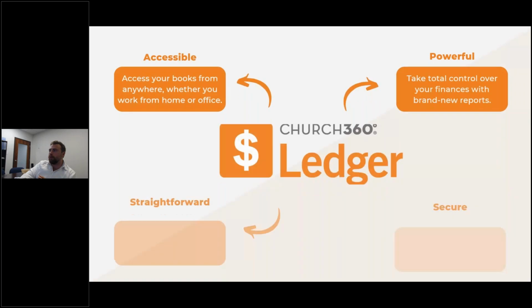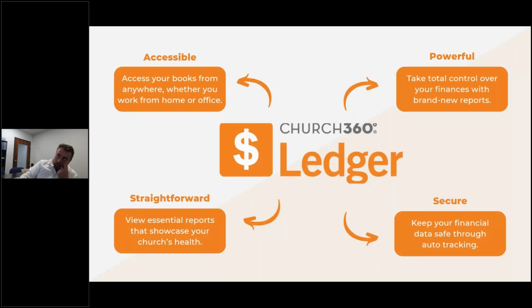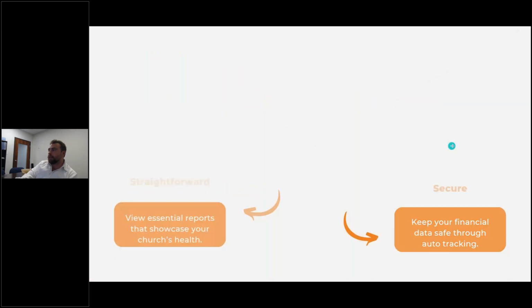So let's keep moving. With Ledger, what does it help you do? What is it all about? We want it to be accessible. I've talked about that. It's web-based software, right? But we want it to be straightforward. It's got to be easy for people to use, no matter what their background in accounting is. It needs to show you your church's financial health and give you control over your finances. It's not just report software. It helps you do things, and it's secure. You need to be able to know what's going on in the software 24/7, and we give you the tools to do that.